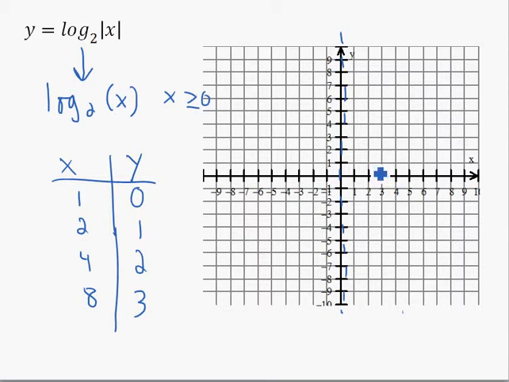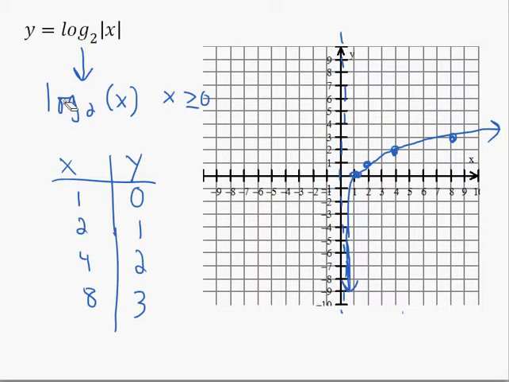So this is going to go through these points like this. And there's an asymptote here. So it's going to come up like this and then curve out like a logarithm does. And there you go. So that's what happens if x is greater than or equal to 0. It looks just like a regular old log.